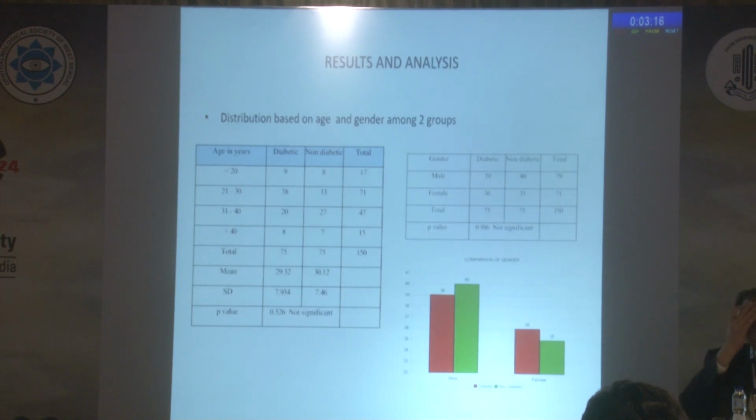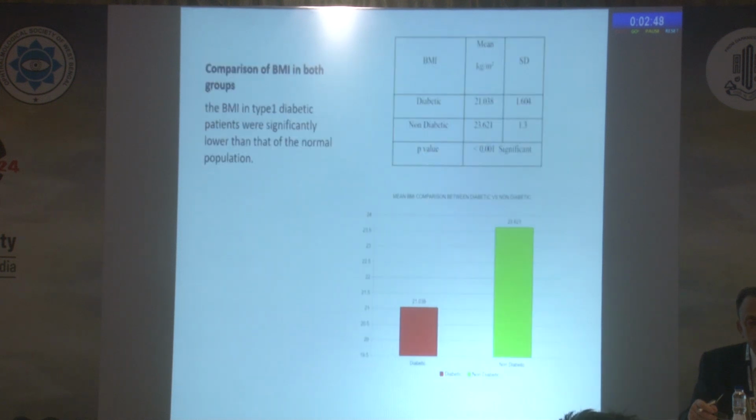Results and analysis. The table on the right shows the distribution based on age. A mean of 29.32 in the diabetic group and a mean of 30.12 in the non-diabetic group was noted, which was statistically not significant. And on the left, the table shows the distribution based on gender. There was equal distribution among the diabetic and the control group, and it is also not statistically significant.